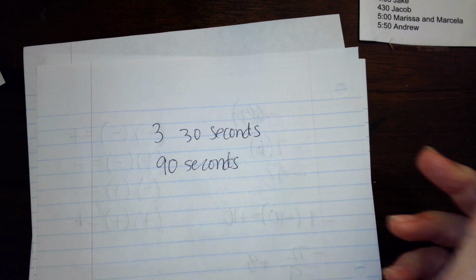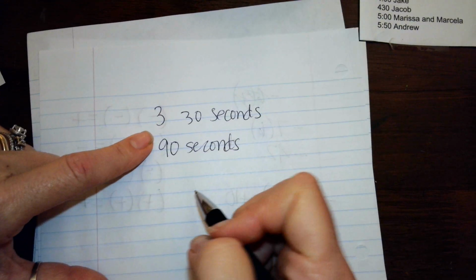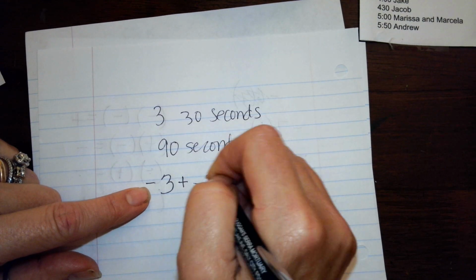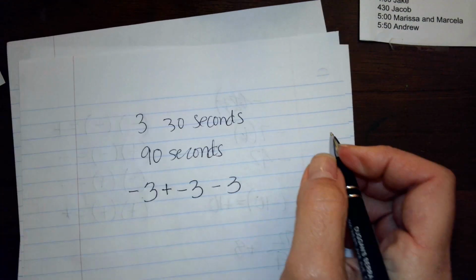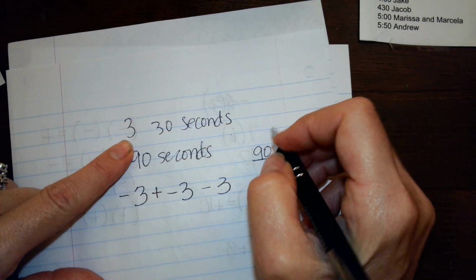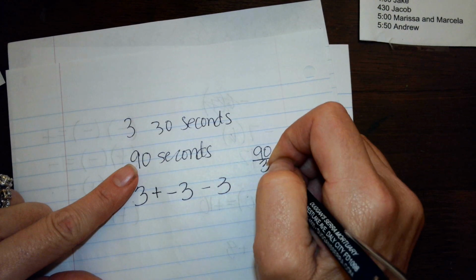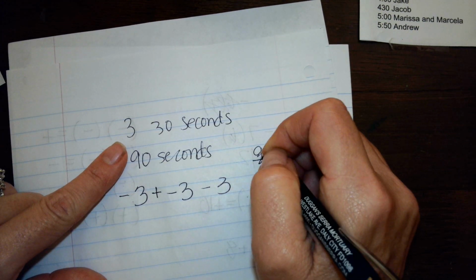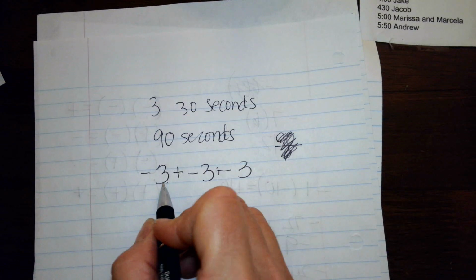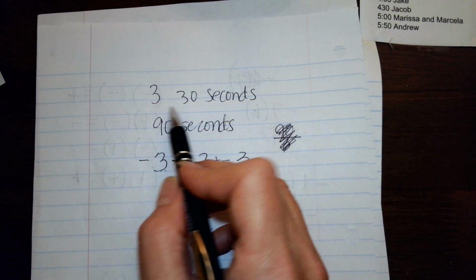What integer represents the change in your points? So basically, every time you go over 30 seconds, you get a negative 3. So it's negative 3 plus negative 3 plus negative 3. The problem would be 90 seconds over. The problem would be negative 3 plus negative 3 plus negative 3. So you went over 3 times. Does that make sense to you?